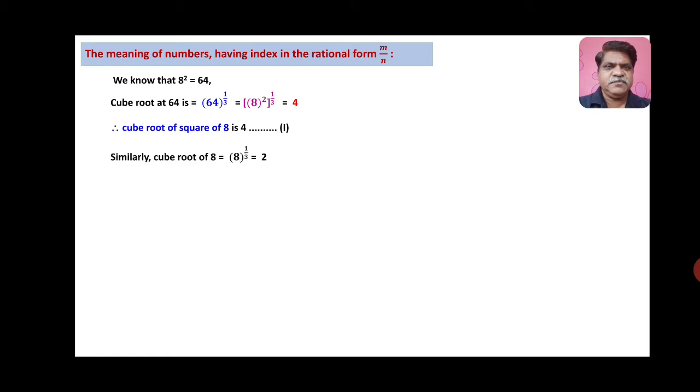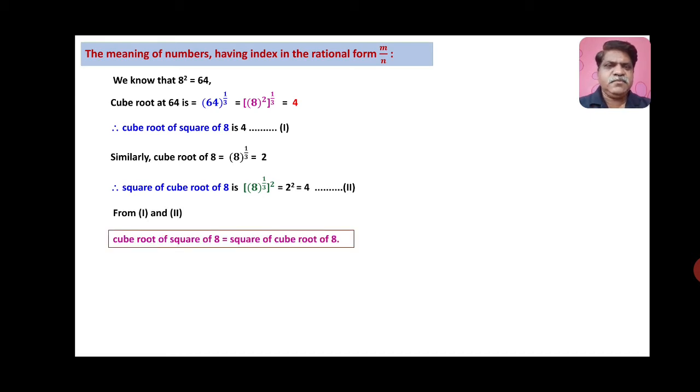Equation 1. Similarly, the cube root of 8 is equal to 8 raised to 1/3, which is 2. Therefore, the square of the cube root of 8 is (8 raised to 1/3) raised to 2, which will be equal to 2 raised to 2, that is 4. So friends, from equations 1 and 2, you can write the cube root of the square of 8 is always equal to the square of the cube root of 8.